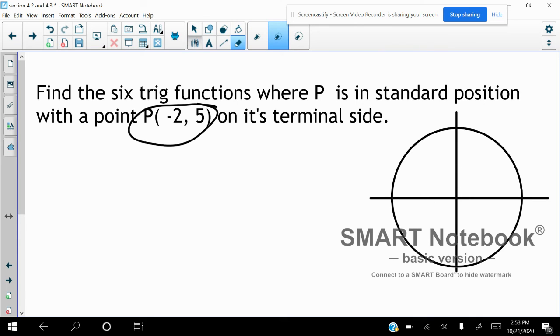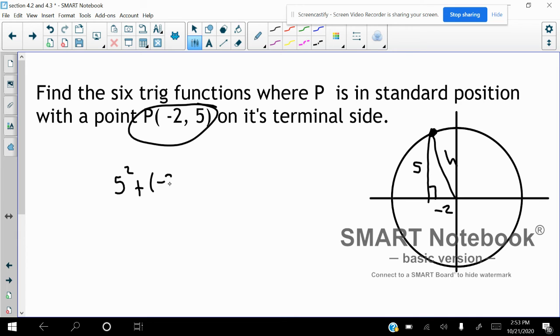Okay, I'm just going to cheat. Here's my point, -2, 5, and here's my triangle. Same thing: I have to figure out the hypotenuse. So 5 squared plus -2 squared, 25 plus 4, 29. But that's x squared, so x equals the square root of 29.